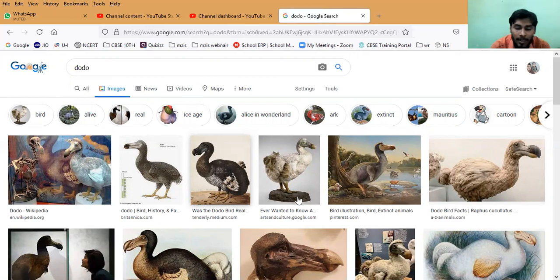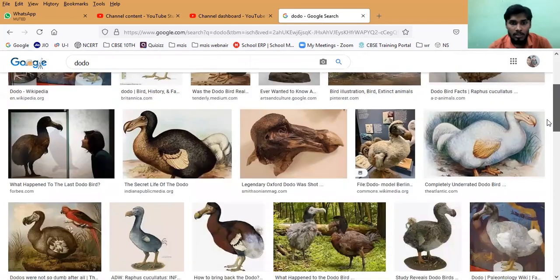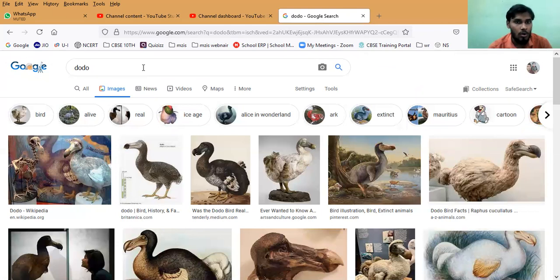It is like a duck, but it is extinct, maybe 100 or 200 or 500 years before, not more than that. I think maximum 1,000 years before we used to see this dodo. Now it is not there. This is called as dodo. No more dodo. Now next, cave lion.